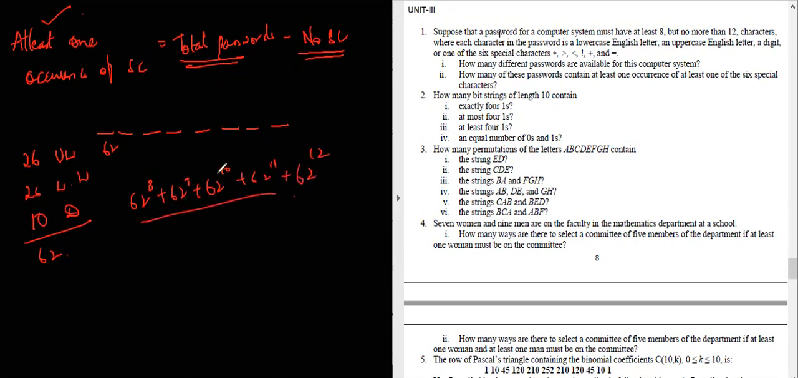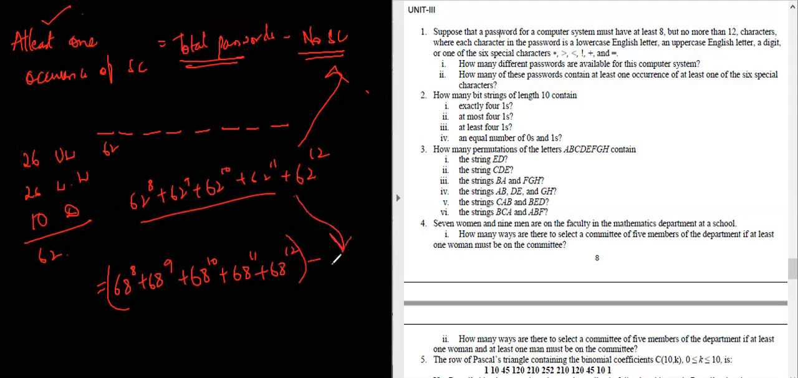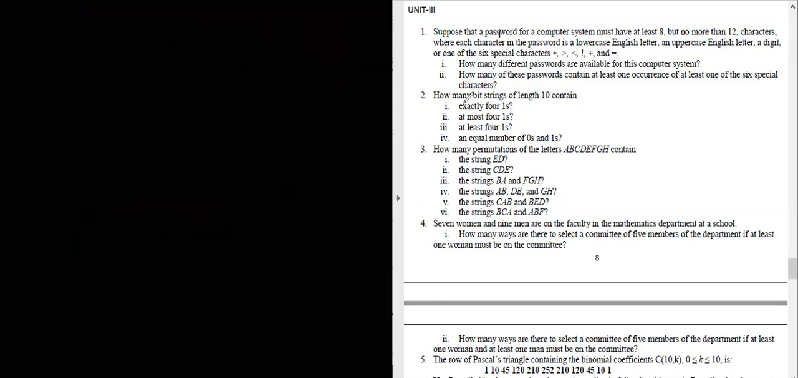Now these are the passwords which don't have any special characters at all. And whatever the total passwords were, 68 power 8 plus 68 power 9 plus 68 power 10 plus 68 power 11 plus 68 power 12, minus this entire number should be written. So that is your solution. For any problems which require huge numerical calculations, you don't need to solve it, you can leave it as it is. Now the next question is how many bit strings of length 10?